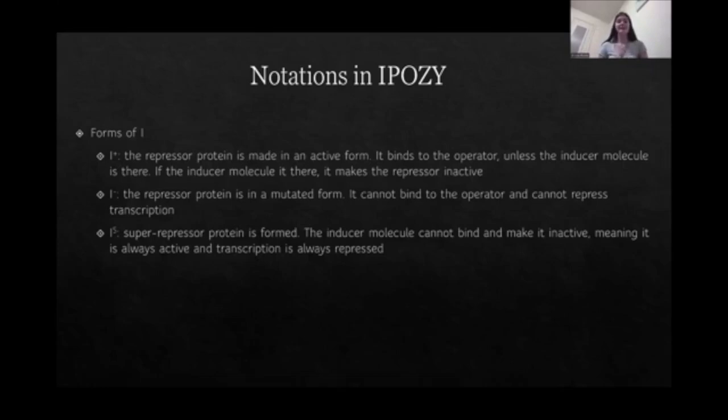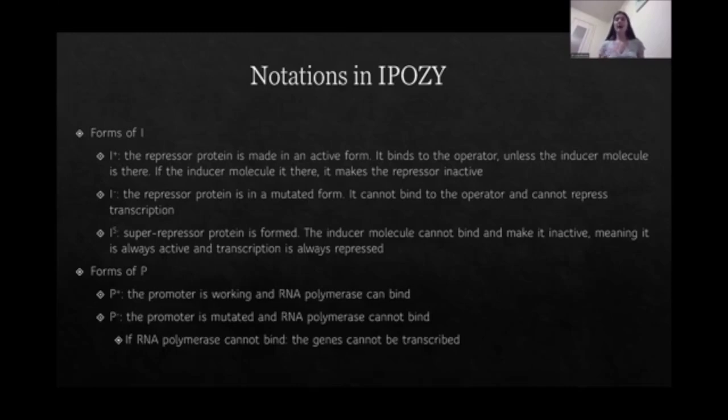And finally, I S, this is going to be a super repressor protein. This means that it's going to bind to the operator, just like I plus does. But with I plus, if that inducer comes in and says, hey, repressor protein, get off, the repressor protein will be like, all right, I got you, I'll get off. Super repressor protein looks at the inducer molecule and says, I don't care what you say, I'm not getting off. So the super repressor protein is always bound to the operator, even if the inducer molecule is there. The inducer molecule cannot make it leave the operator. It can't make it inactive. So that means that our regulatory protein is always active. It's always bound to the operator, and transcription is always repressed.